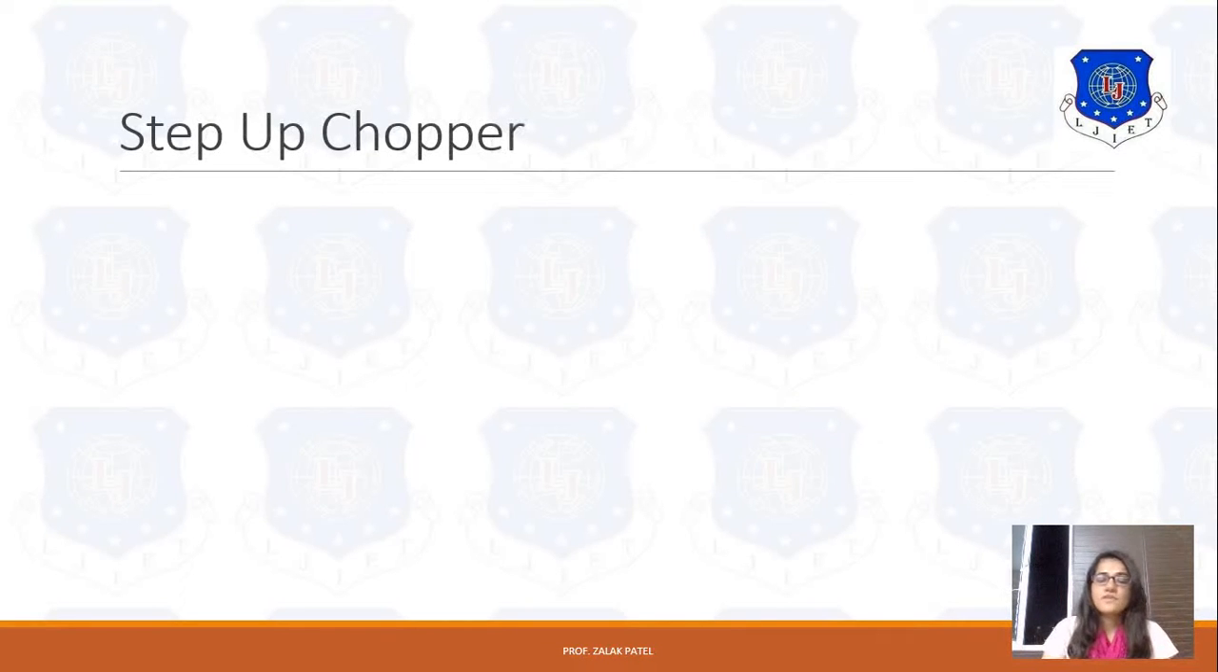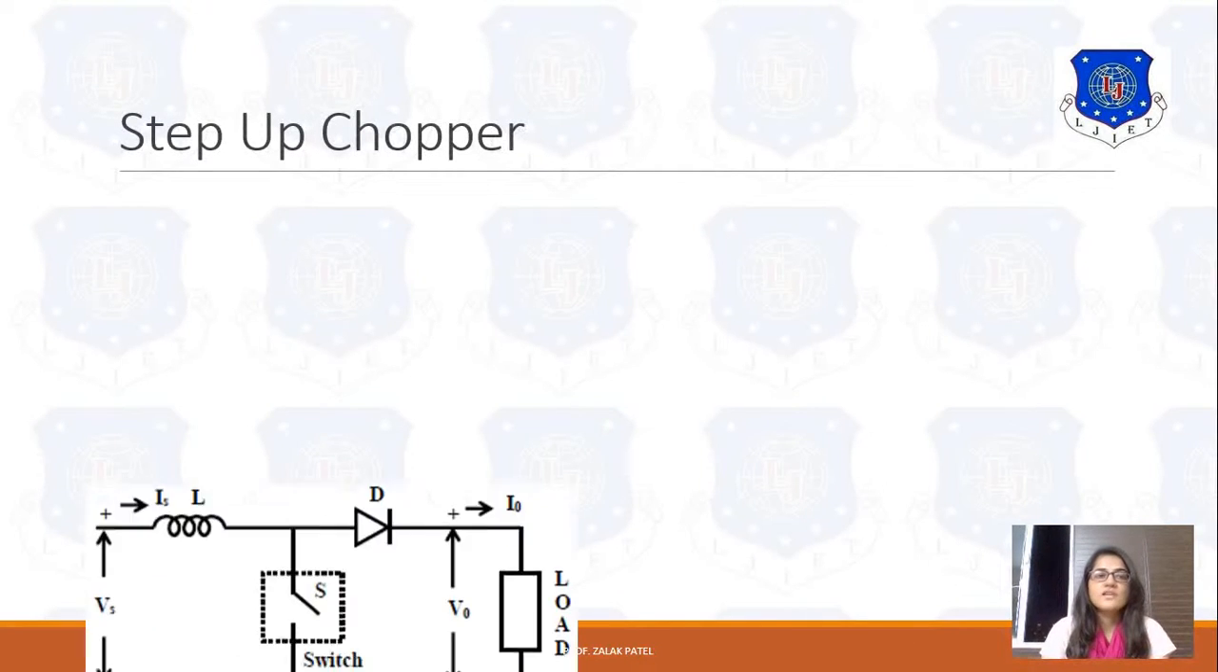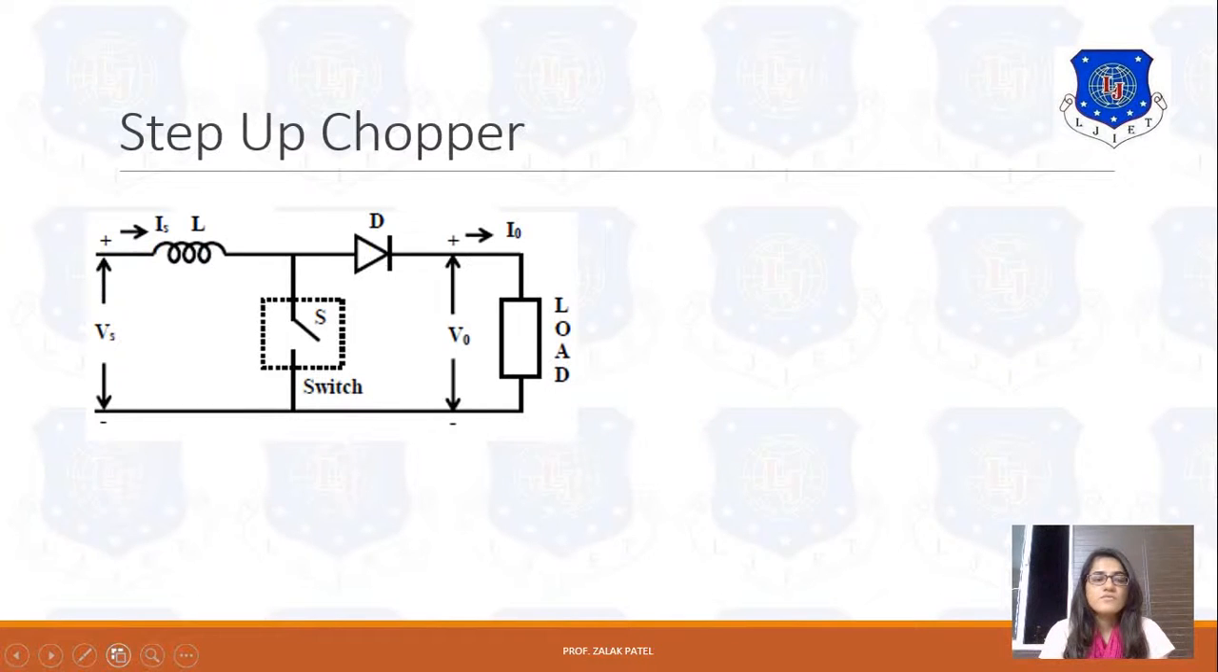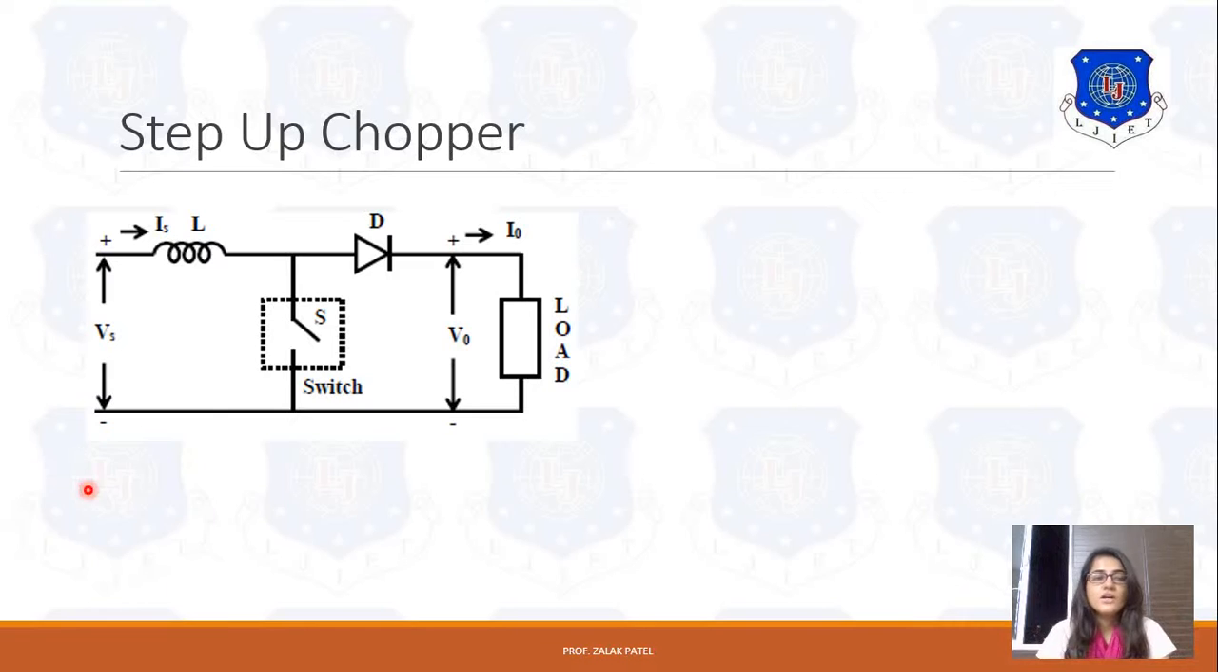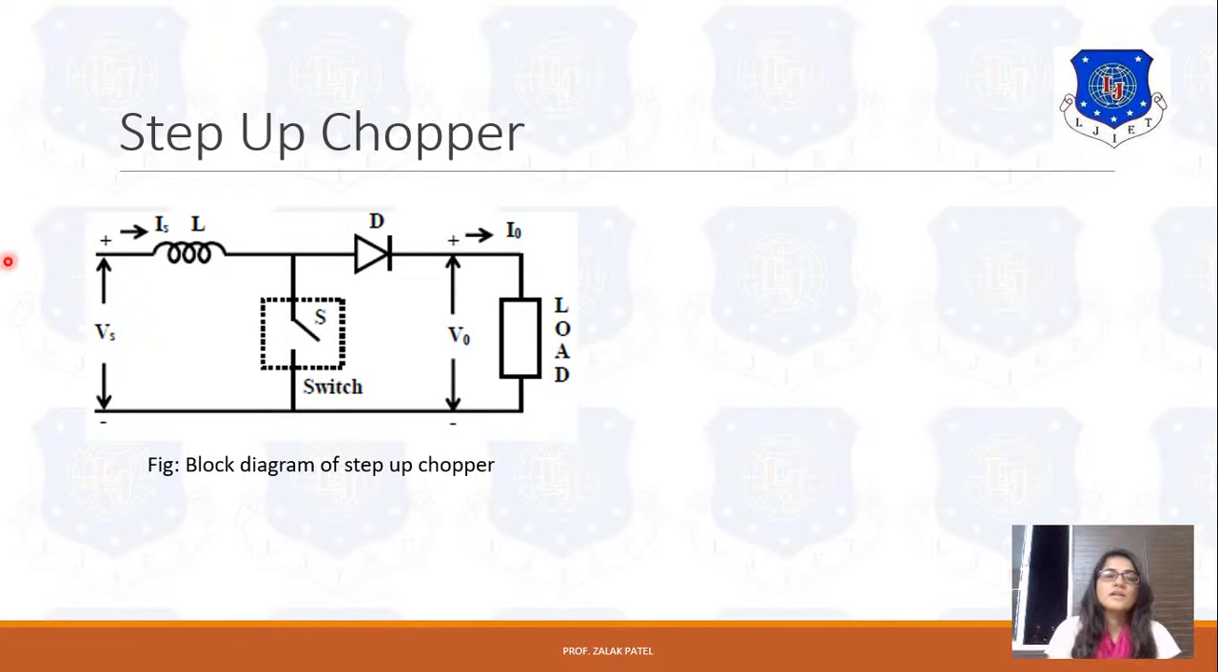First of all, as we discussed in the last session about the step down chopper, in which we saw the equation of the T on time, duty cycle and the efficiency of that particular chopper. Now this is the block diagram of the step up chopper. In the block diagram you can see that one switch is connected over here, there is one inductor, one diode is connected and the load is across it, and V0 is the voltage across the load.